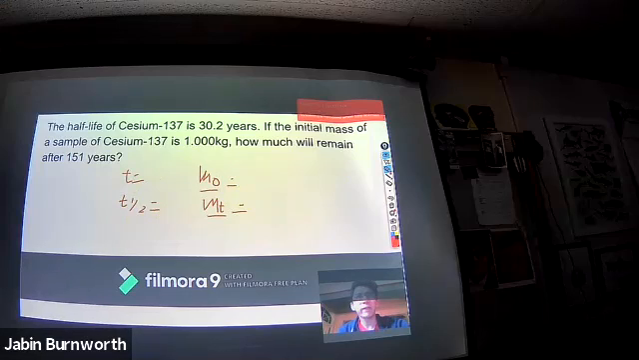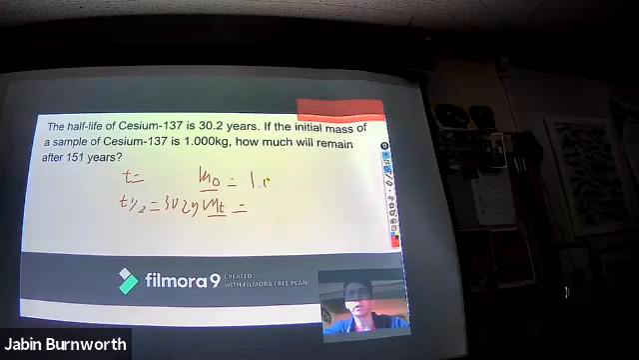So our half-life of cesium-137, it says it's going to be 30.2 years. So let's write that right here, 30.2 years. So it says the initial mass of the sample is 1 kilogram, so that goes right here, right? 1.00 kilograms. And then it says, how much will remain after 151 years? So we know the time there, that goes there, 151 years, and we want to know how much will remain, which is MT. So the second step is to find the number of half-lives.